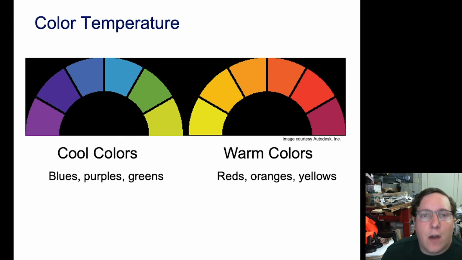Now, another concept with color is identifying what's considered the temperature. Some colors are cool, calming, relaxed, more subtle, and these are your blues, purples, greens, things that get closer to looking black. And then you have warmer, more energetic, active colors: reds, oranges, yellows. And again, it depends on values and the saturation and brightness.